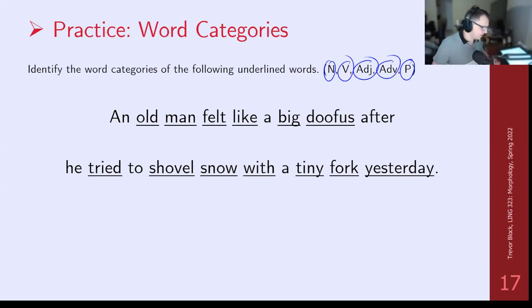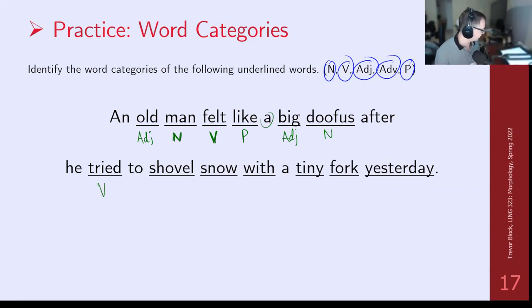Humor me a bit. What is the category for old? Adjective. Yeah, it's an adjective. Okay, what about man? Here's another easy one. Man is a noun. Okay, what about the word felt? It's a verb. What about like? Preposition. Yeah, preposition. Okay, so like was really the harder one here. A big doofus, so big is an adjective, doofus is a noun. You might not know what doofus means, but you see there, so a noun has to come someplace.